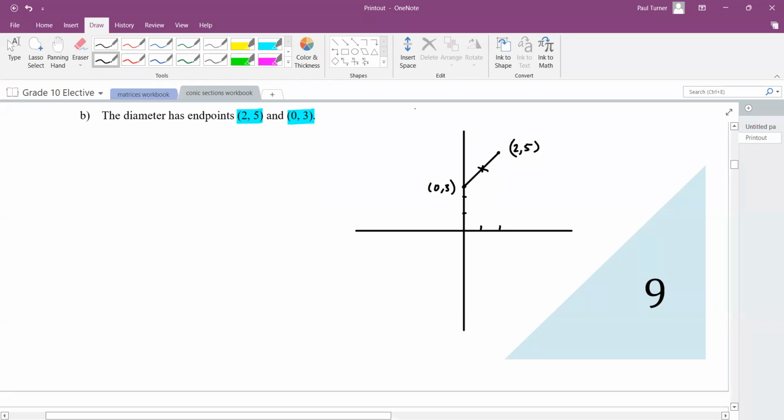So the circle is roughly going to be, well, we should put a perpendicular line through here to see roughly where it goes. So we're going to have a circle, something like that. So it should look like a circle. So your circle is roughly in this position, but the first thing we need to do is get the center. And your center is found by using the midpoint formula.